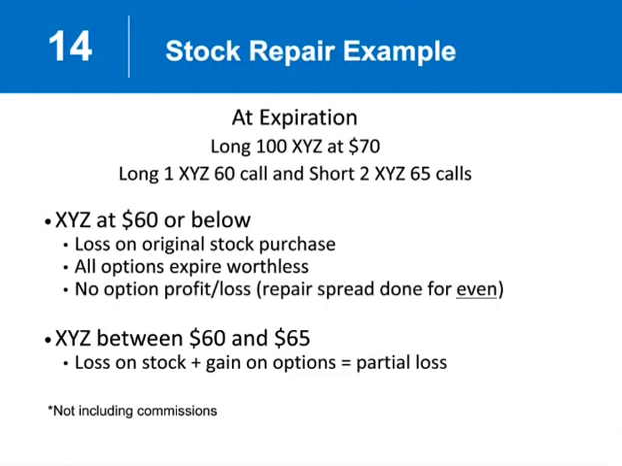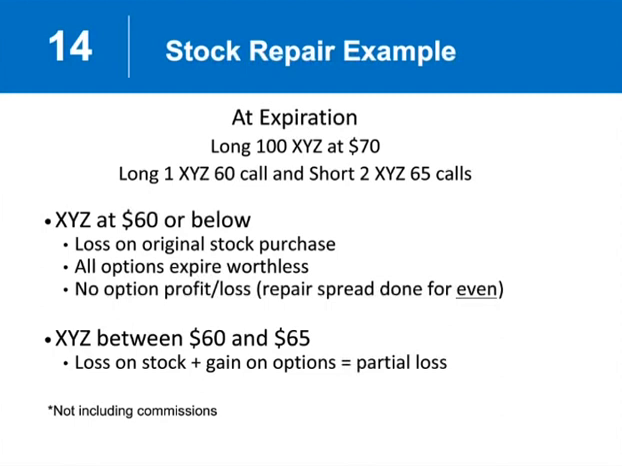How about XYZ between 60 and 65? Well, we've got the stock. We purchased that at 70, so depending on where we are, we're going to be down somewhere between $500 and $1,000. But that 1-by-2 spread, this is where, and this is the motivation for putting that spread on. Let's take a look at the stock at, say, $62 at expiration. What's the value of the 60 call? 60 call at 62 at expiration is going to be worth $2.